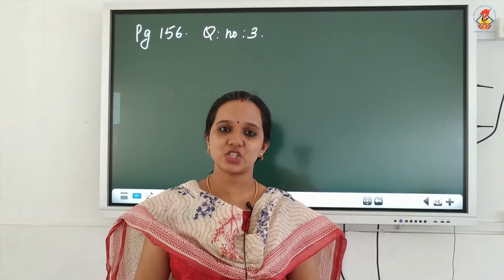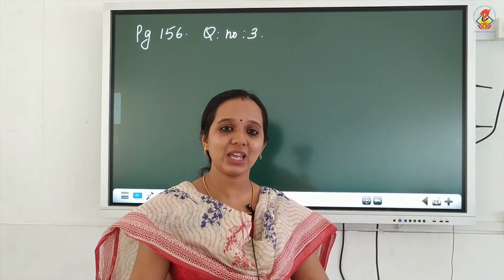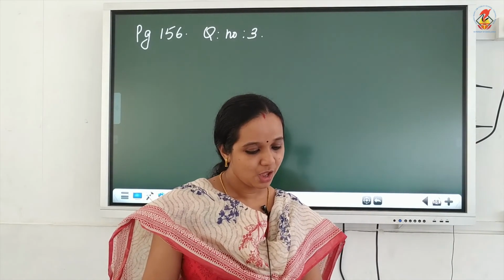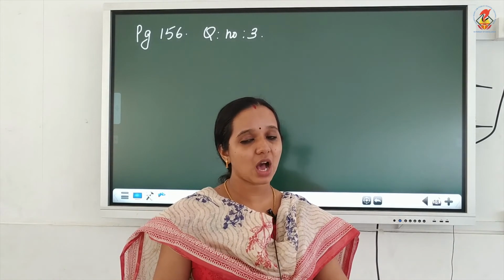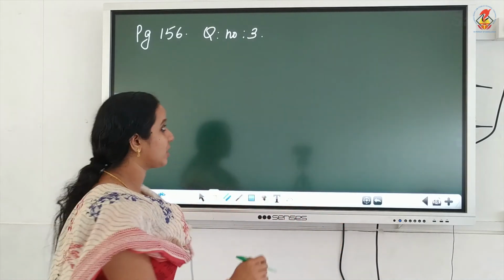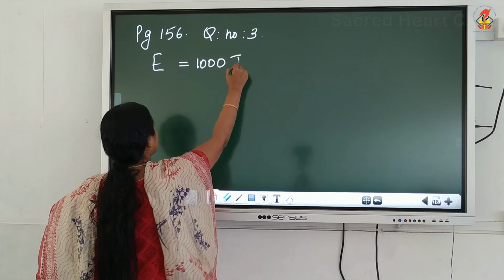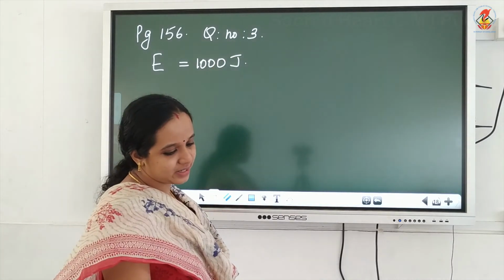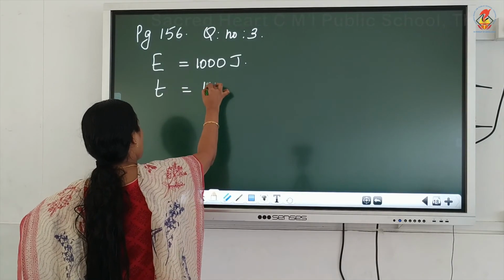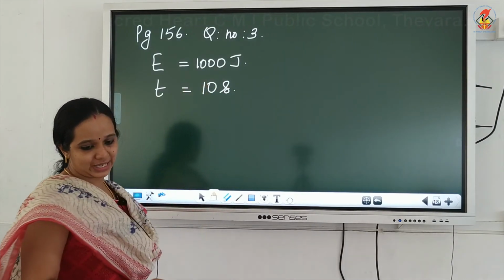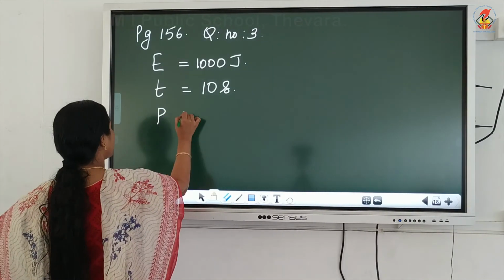A lamp consumes 1000 joule of electrical energy in 10 seconds. What is its power? So, a lamp consumes 1000 joule of energy. So, energy is given as 1000 joules and it is consuming in 10 seconds. So, time is 10 seconds. What is its power? We need to find power.